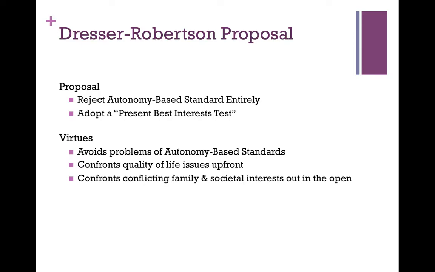Instead of worrying about, well, they said they wouldn't want this, but actually they seem to be enjoying life now, we can just avoid that kind of conflict altogether. We can avoid the fact that they might have been really, really bad predictors of what they could stand to live with. So this is one proposal offered by Drescher and Robertson. Look, the problems that confront the autonomy-based standard are just too pressing. They're too difficult. So let's just get rid of it.